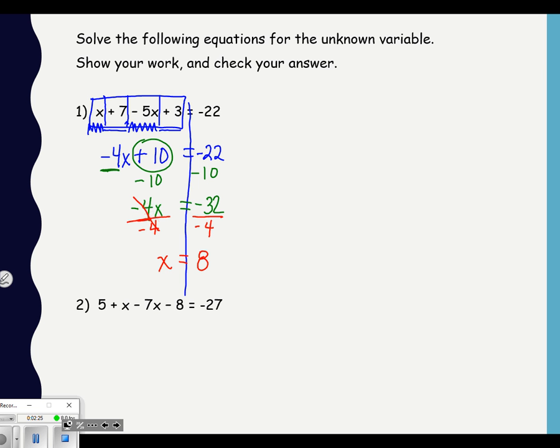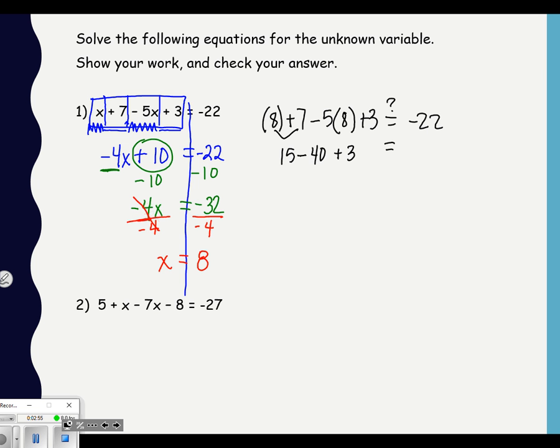I'm going to go ahead and check that by substituting 8 into our original equation. So I've got 8 plus 7 minus 5 times 8 plus 3, and I'm hoping that equals negative 22. So 8 plus 7, I'm going to do that first. We got 15. Minus 5 times 8 is negative 40. And I'm going to put the plus 3 there.